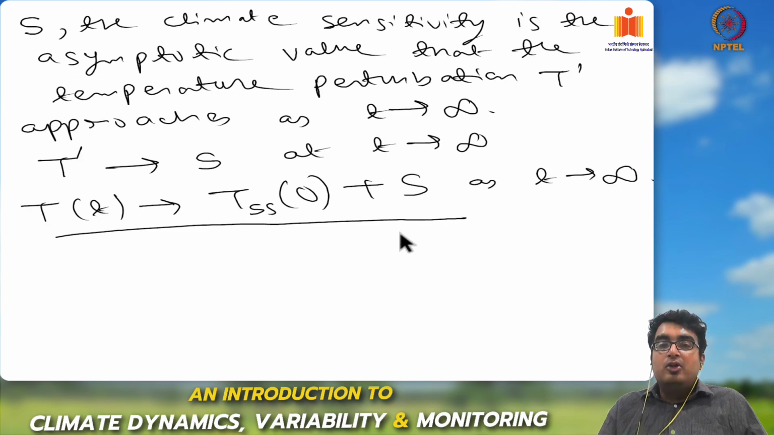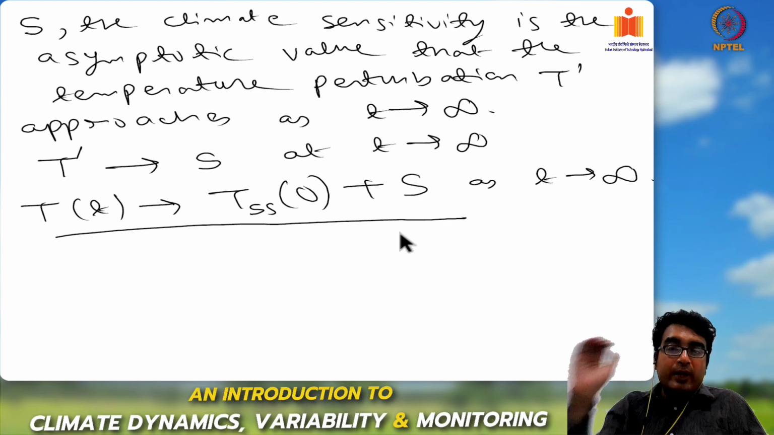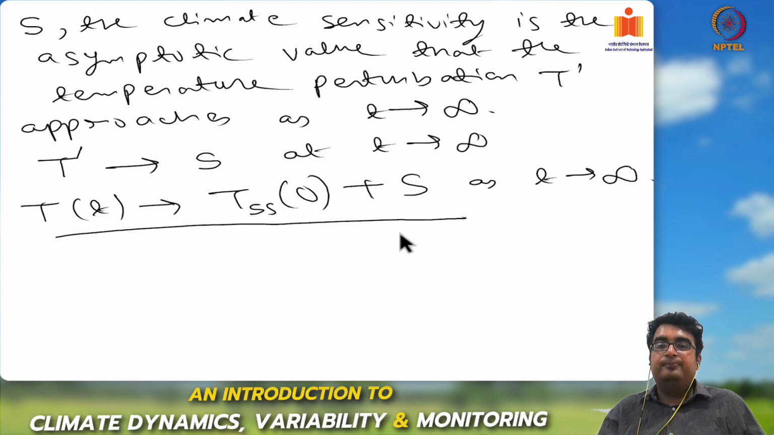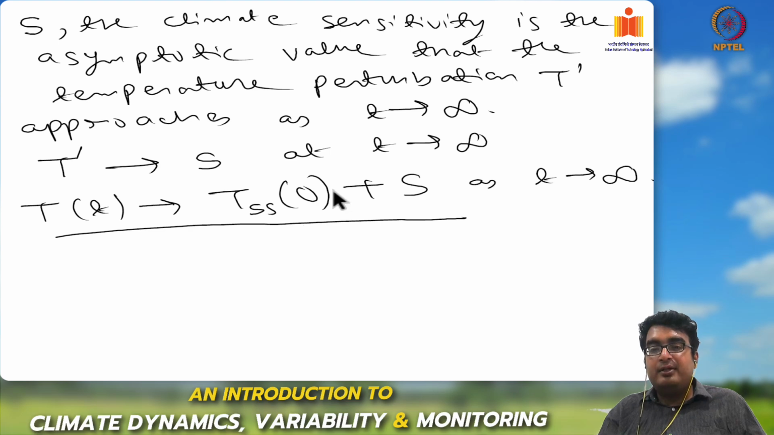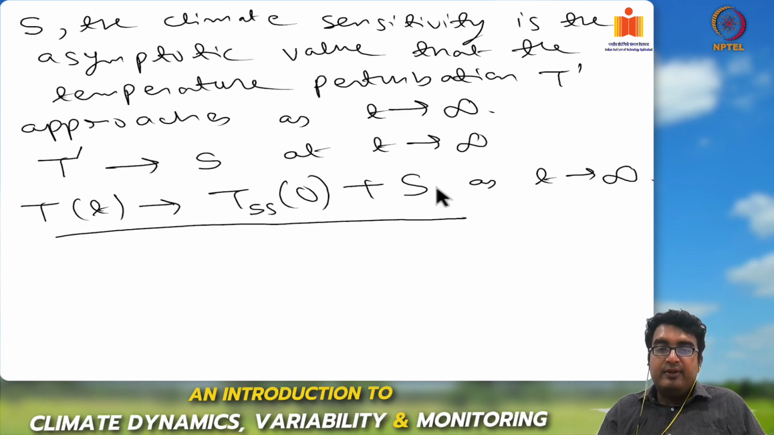Okay. So that is why it's called the climate sensitivity, because this is the final value that the temperature perturbation will reach as the time tends to infinity. Okay. So the final new steady state temperature under this condition will be the old steady state temperature plus the climate sensitivity value S. Okay. And here remember S has the same unit as temperature, because of that we can write this expression.